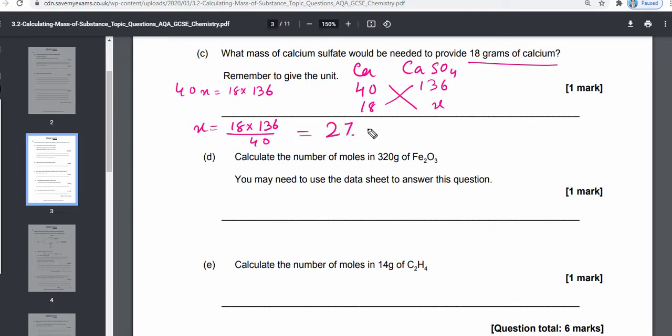So the mass I got is 27.2 grams. So if we have 18 gram of calcium, it will produce 27.2 gram of calcium sulfate, because in this calcium sulfate you can see there is only one atom of calcium, and the mass of one atom of calcium is 40. Now let's move on to part D.